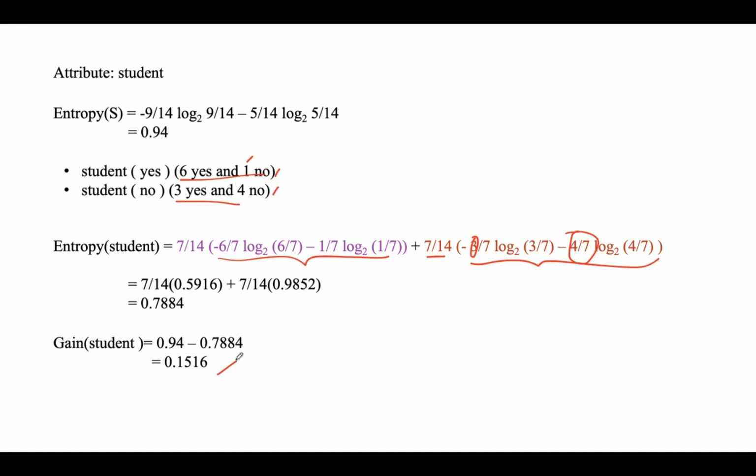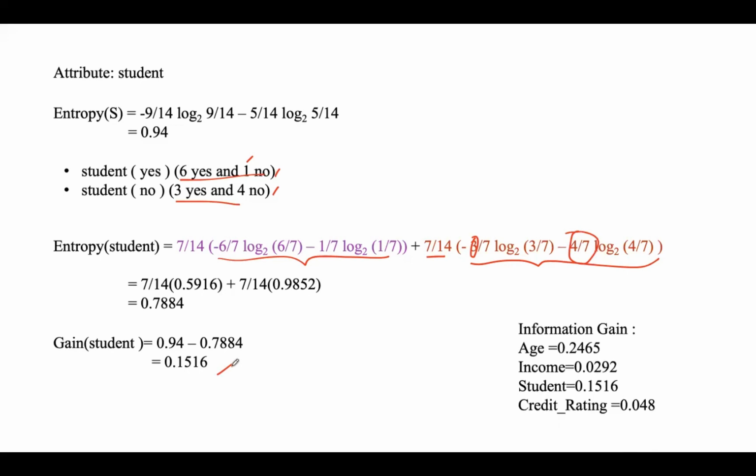So now we have calculated the information gain for all 4 attributes, and we need to compare them. These are the values we got, and out of 4 attributes, age has the highest value. So the age attribute becomes the root node in this decision tree.